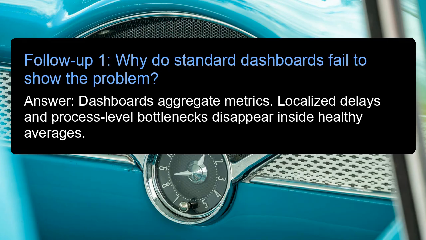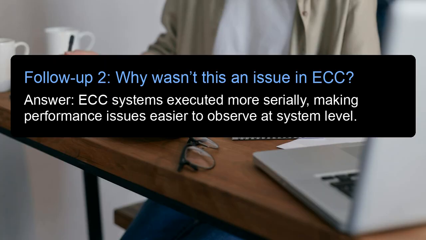Follow-up 1. Why do standard dashboards fail to show the problem? Answer: dashboards aggregate metrics. Localized delays and process-level bottlenecks disappear inside healthy averages. Follow-up 2. Why wasn't this an issue in ECC? Answer: ECC systems executed more serially, making performance issues easier to observe at system level.